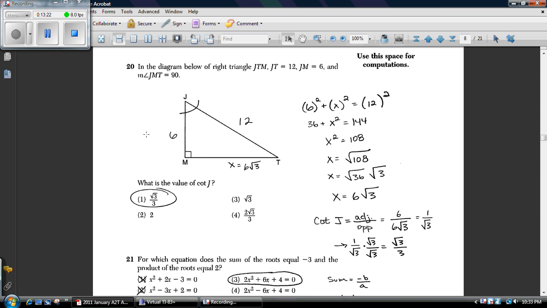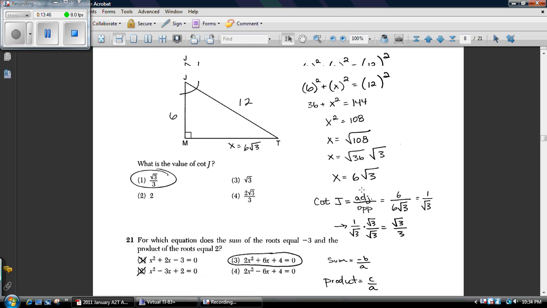Diagram below, we got a triangle, JMT is 90 degrees, and we fill it in. What's the value of the cotangent of J? Well, cotangent is the reciprocal of tan, which means it is adjacent over opposite. The problem is that you don't know the opposite side, but it's a right triangle, and you can use Pythagorean theorem. That's what I did. You simplify it, you get that.